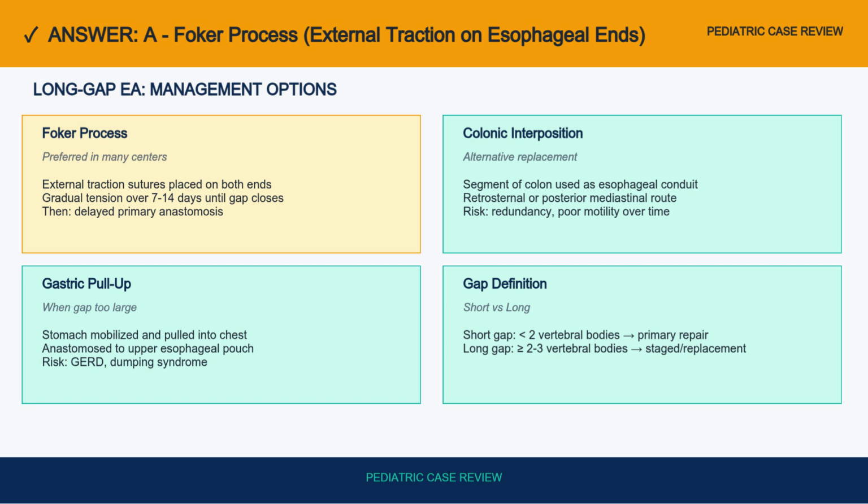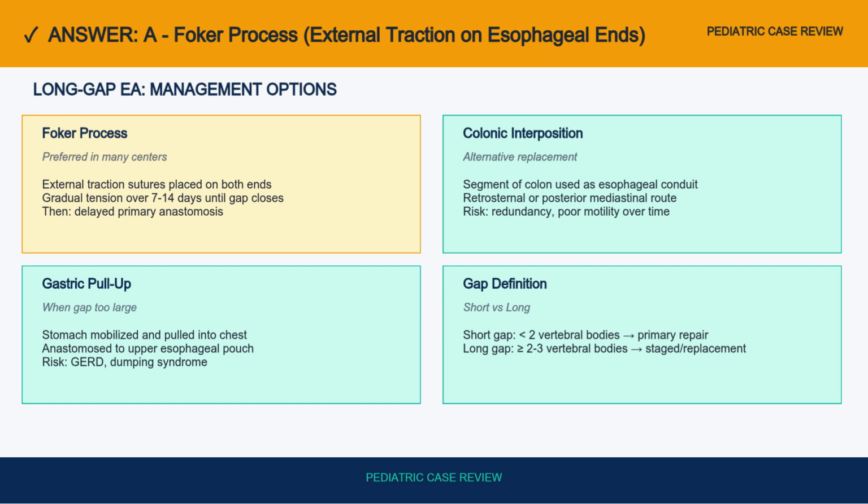In this technique, external traction sutures are placed on both the upper and lower esophageal pouches and gradually tightened over 7 to 14 days. This progressive tension stimulates esophageal tissue growth until the gap narrows enough to allow a delayed primary anastomosis using the native esophagus, which is always the preferred option. When the gap is too large even for this approach, esophageal replacement is needed.